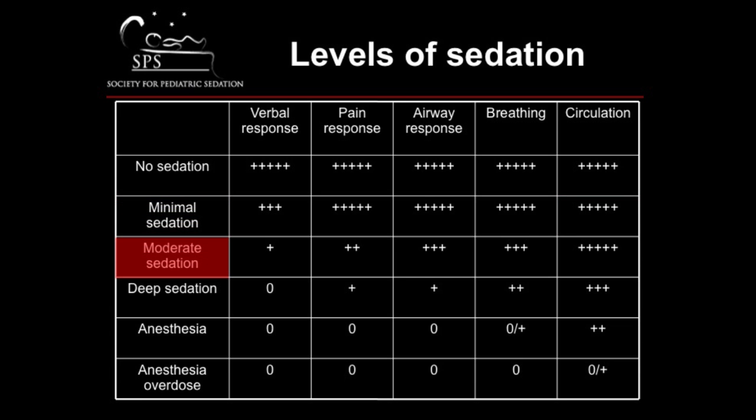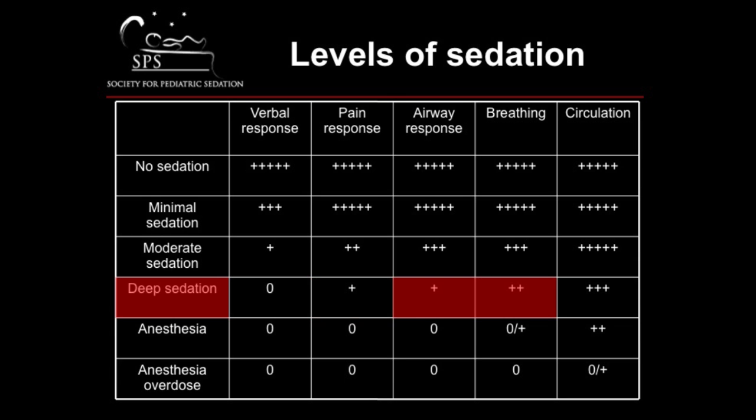Moderate sedation involves more significant blunting of the responsiveness to verbal interaction, as well as some alteration in responsiveness to pain. Airway tone and respiration may be somewhat impaired, but circulatory function should remain intact. Under deep sedation, responsiveness to verbal stimulation is lost, and responsiveness to pain is significantly impaired, though still present.